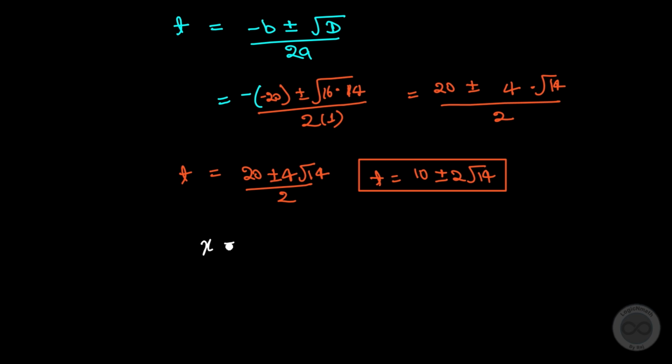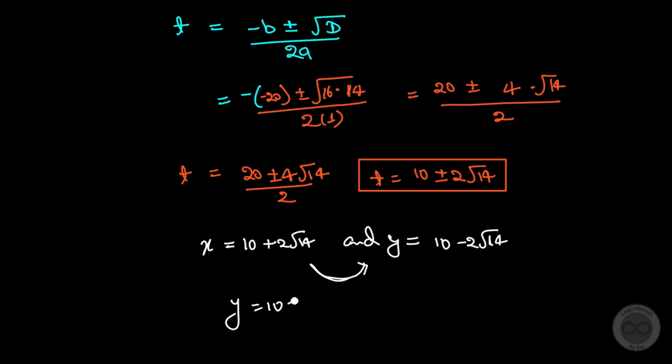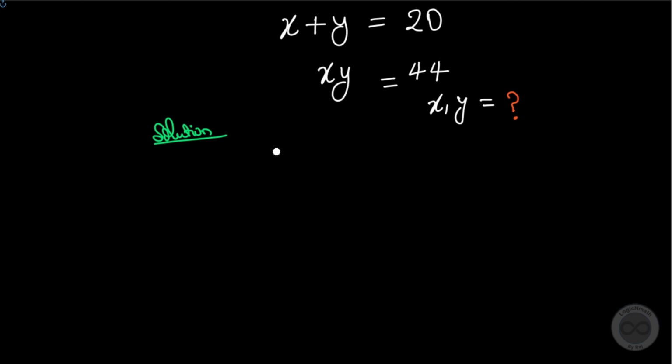Thus x is equal to 10 plus 2 root 14 and y is equal to 10 minus 2 root 14, or we can swap the values, that is y is equal to 10 plus 2 root 14 and x is equal to 10 minus 2 root 14. Now let's solve this question using method 2, and after that we will come to the Olympiad symmetry method, where we solve this question instantly.